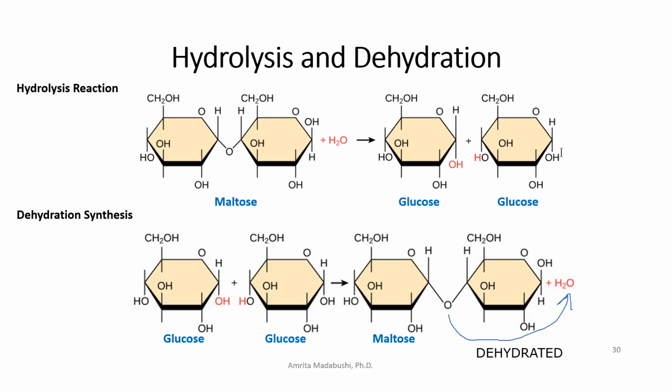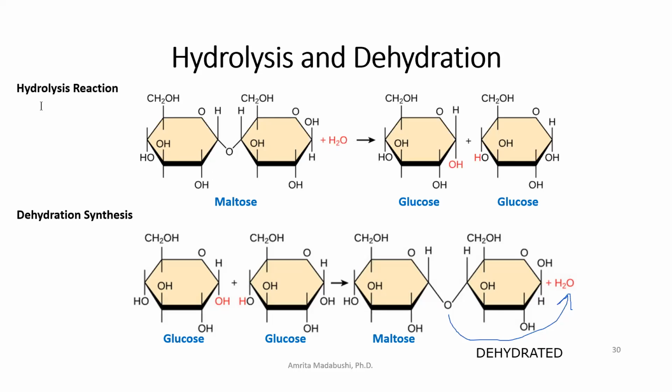So we're going to focus now on the top part of the figure. We have maltose in here, and the maltose is to be broken now. So, you want to use the energy, you need the glucose. So how do you do that? You actually add water to maltose. When you add the water, hydrolysis.